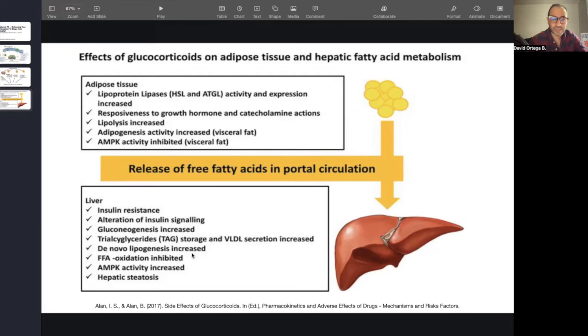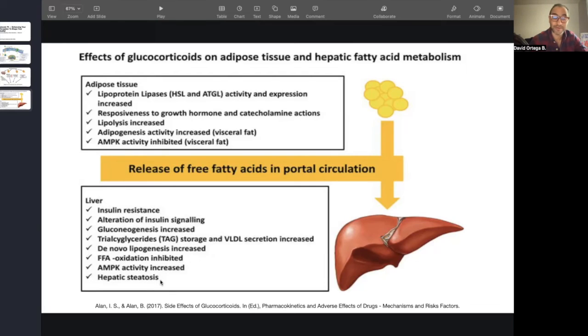De novo lipogenesis increase, free fatty acid oxidation is inhibited, AMPK activity is increased. This AMP is a cousin of the ATP, but this is a messenger that works in many of the metabolic energetic processes. So if it is increased, the processes of your metabolism are not going to be adjusted and synchronic. Hepatic steatosis, this is fatty liver.